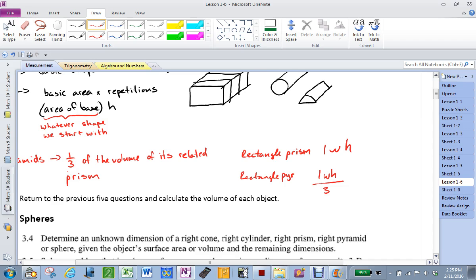So what if it's a cone? It would be the area of the circular prism, which is pi r squared times height, right? So a cone would be pi r squared times height divided by 3, right?